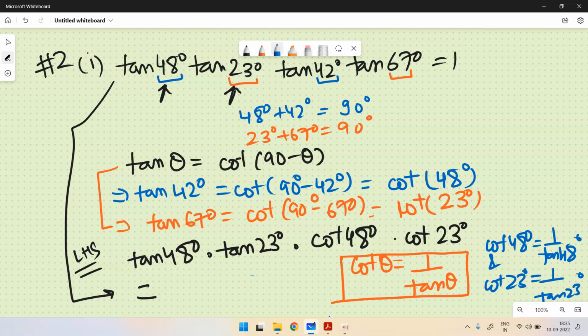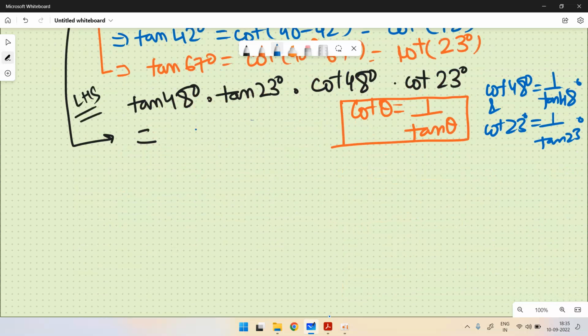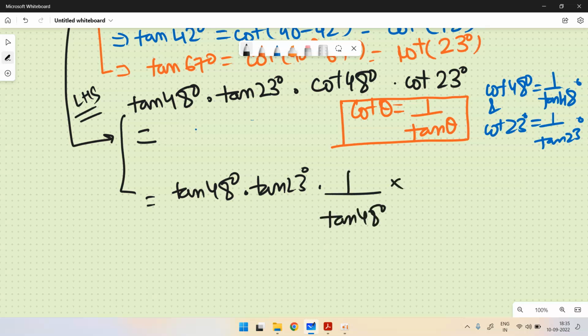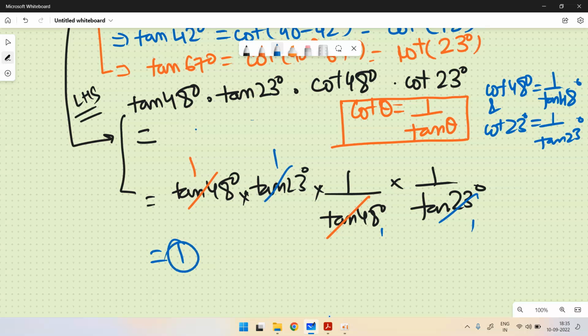So if I substitute this value in my expression, this will become tan of 48 degree into tan of 23 degree into, in place of cot 48 I will write 1 by tan 48 degree, and this is multiplication. This is cot 23, which is 1 by tan 23 degree. Now this 1 will get cancelled, and this will cancel. So in total the expression becomes 1 into 1 into 1, which is 1, equal to RHS. Hence proved.